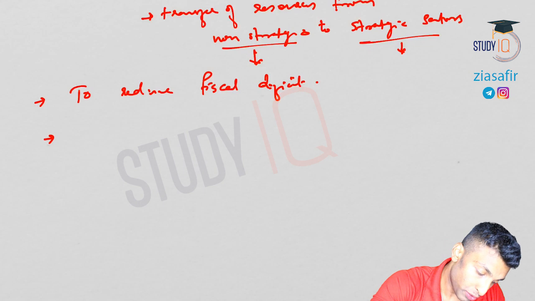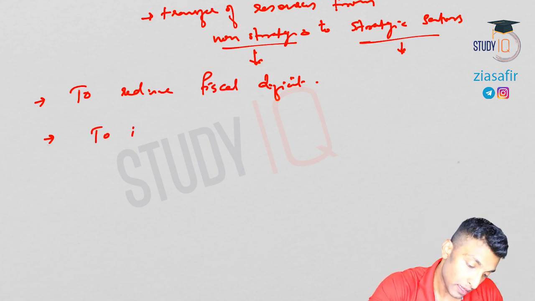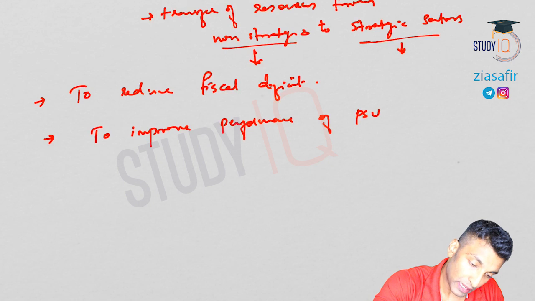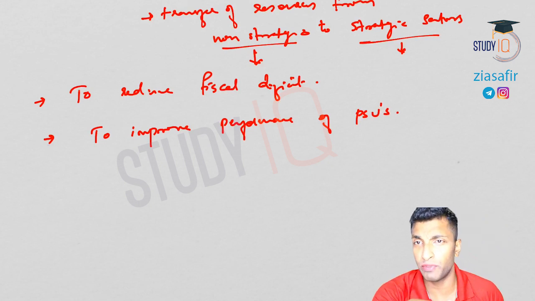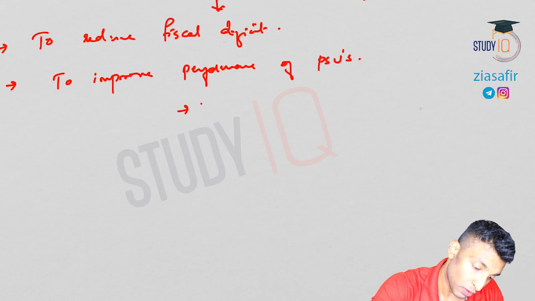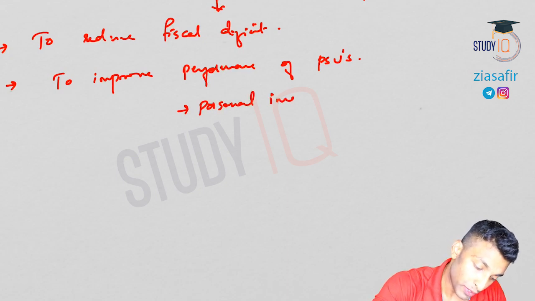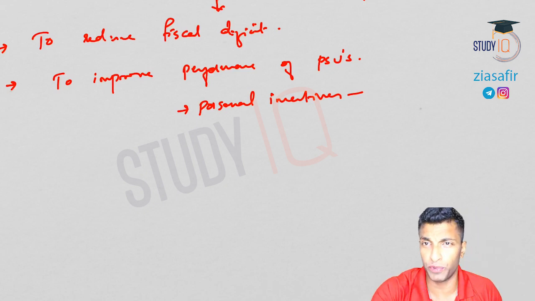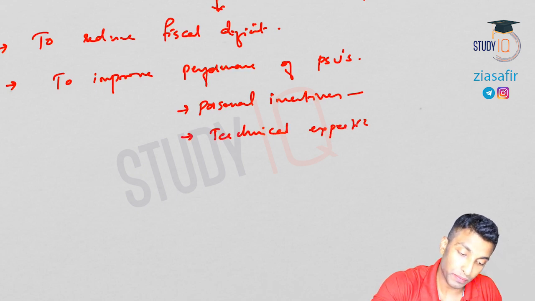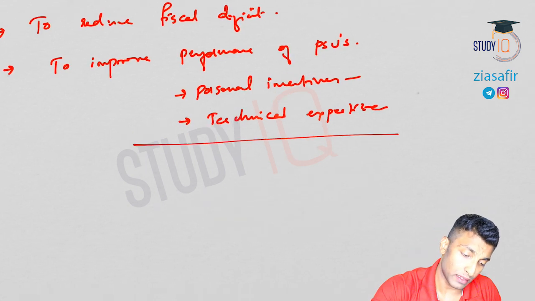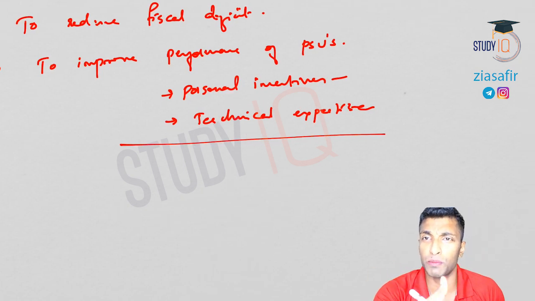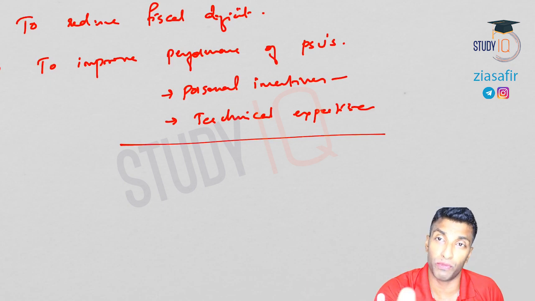Okay, so then to improve performance of the public sector undertakings, to improve performance of PSUs. How? When you're selling the shares, actually new management will come, or private sector expertise will come, and incentive based schemes, etc., will come. So like personal incentives in terms of profit motive, then technical expertise of private sector. So all these are the ways in which you can improve the performance of PSU. When private participation is more, the possibility of improving performance will be better.